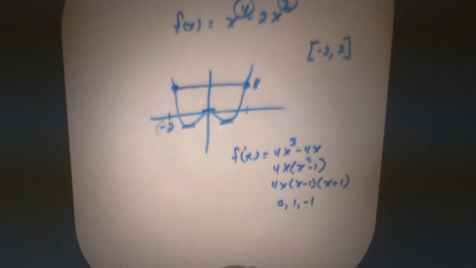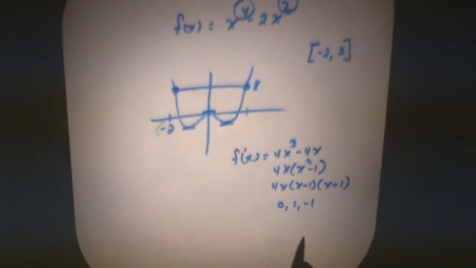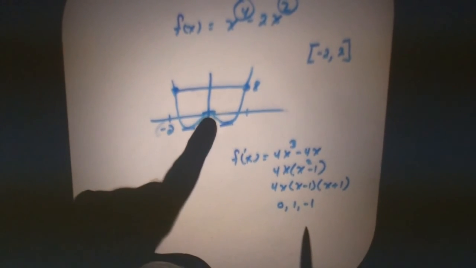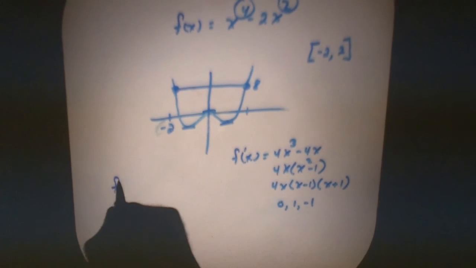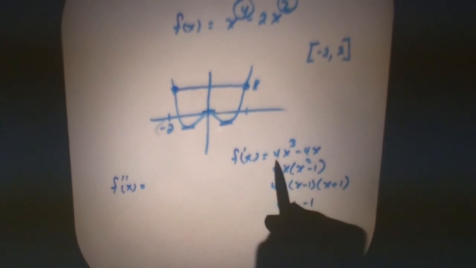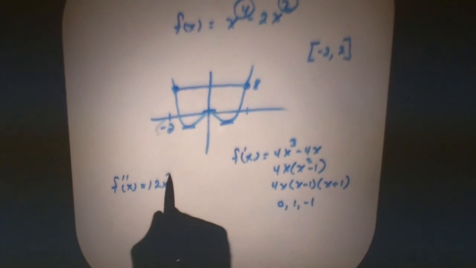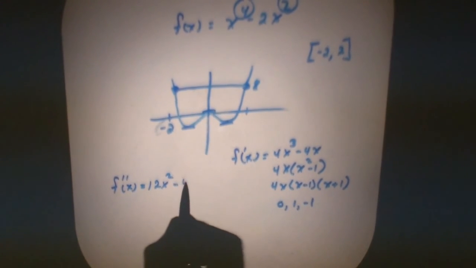There's one other thing. What I'd like to do here is the second derivative test. Is this point going to be the max? It looks like it. Okay, so I'm going to take the second derivative. And the second derivative of f(x) is equal to what? That's this thing right here: 12x squared minus 4.